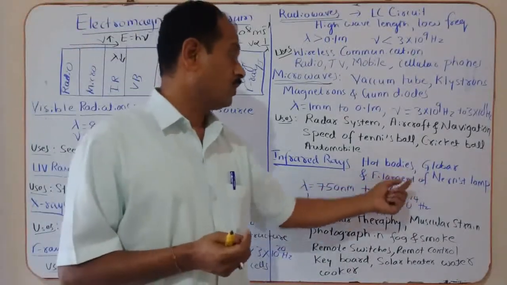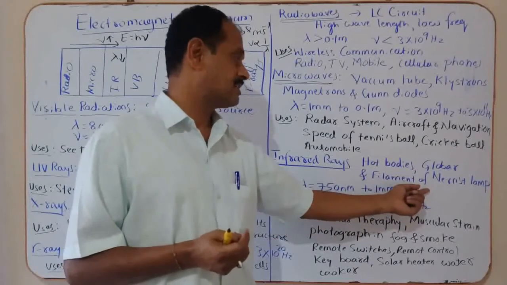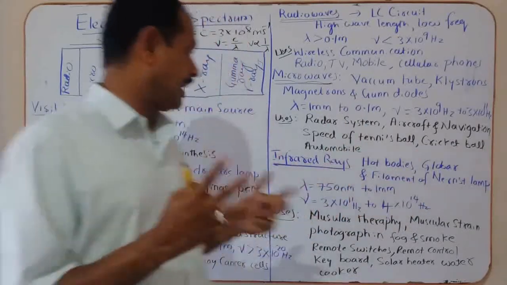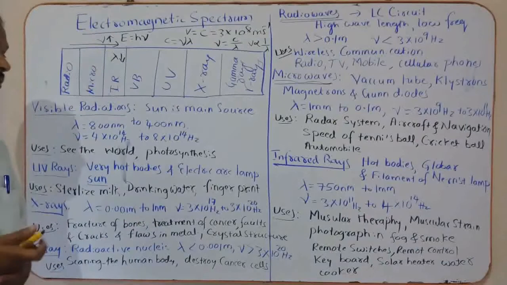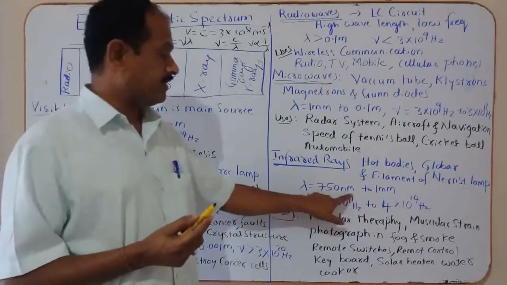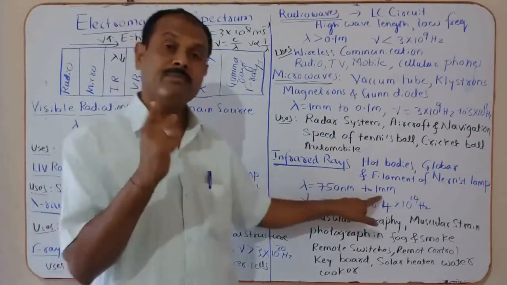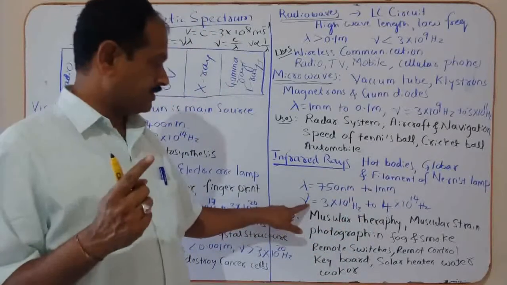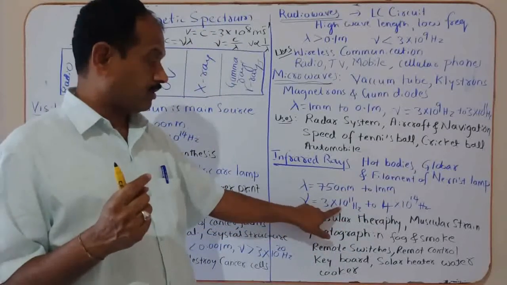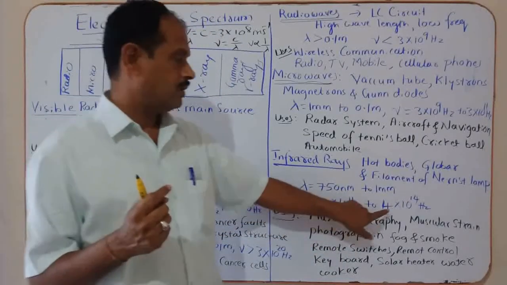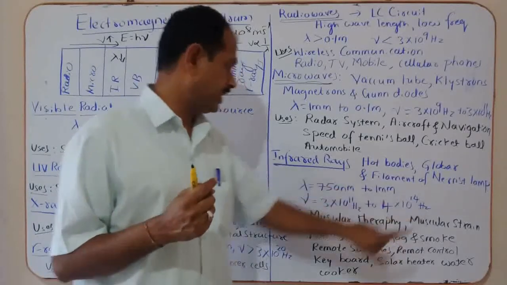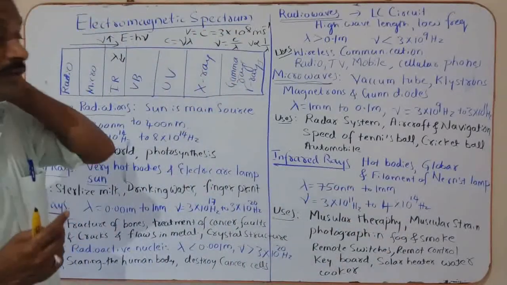Hot bodies, glow bars, and filaments of incandescent lamps emit infrared rays. The wavelength range is 750 nanometers to 1 millimeter, and the frequency range is 3 × 10^11 hertz to 4 × 10^14 hertz. What are the uses of infrared rays?